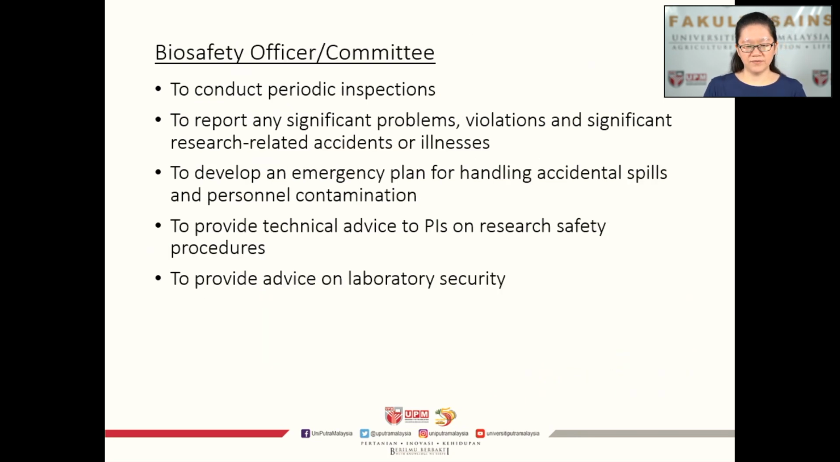Other than that, the biosafety officers also play a very important role in making sure that biosafety procedures and policies are being followed in a particular institution. The biosafety officer has the responsibility to conduct periodic inspections, to report any significant problems, violations, and significant research-related accidents or illnesses, to develop an emergency plan for handling accidental spills or personal contaminations, and to provide technical advice to principal investigators on research safety procedures and also laboratory security.